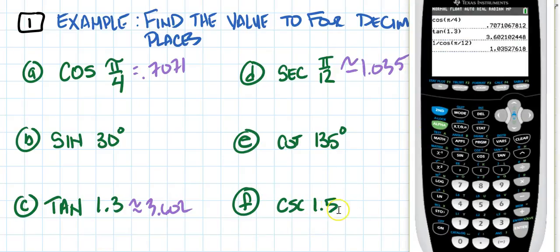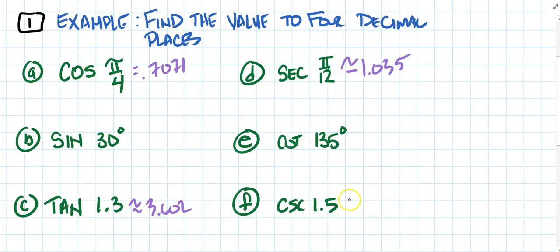Okay, we'll skip part E and we'll go down to cosecant of 1.5. Now there is no cosecant button, so we have to remember that the cosecant using our reciprocal identities is 1 over the sine. So I'd say 1 divided by the sine of 1.5 radians. And then I push enter and I get 1.0025. So if I'm going to 4 decimal places, I would say 1.003. So this is approximately 1.003.